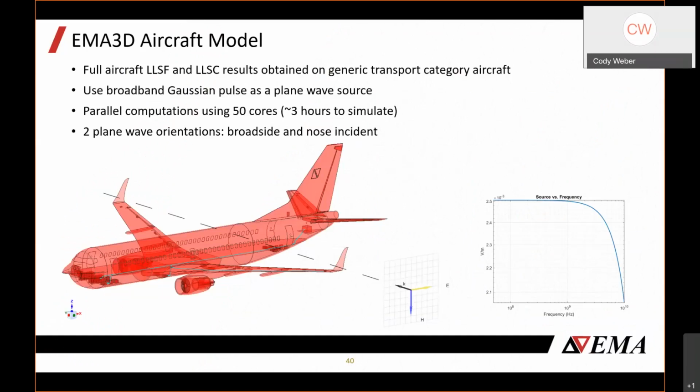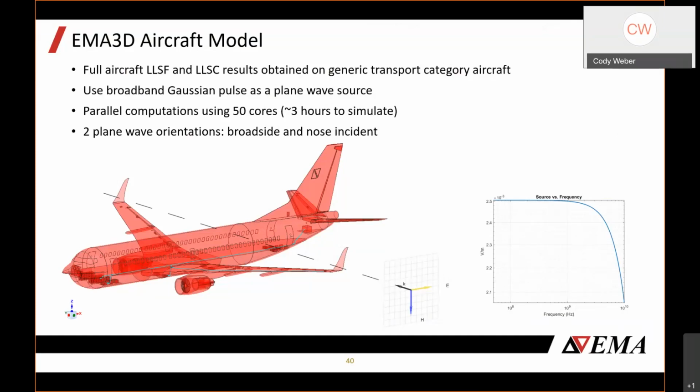This is a demonstration of how we might build this. It's a crude model in a sense. It's mostly an OML with some boxes and cables routed in it. And we'll look at how we can use this model to develop some of those LLSF, LLSC results. For this analysis, we're using a broadband Gaussian pulse, shown there on the right. And we're using parallel computations, 50 cores for this particular analysis. With those stats, it's about 3 hours to do one of these simulations.